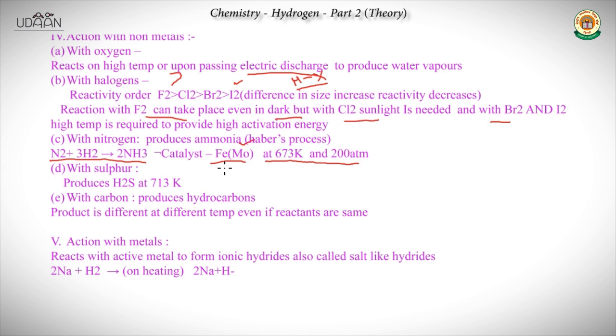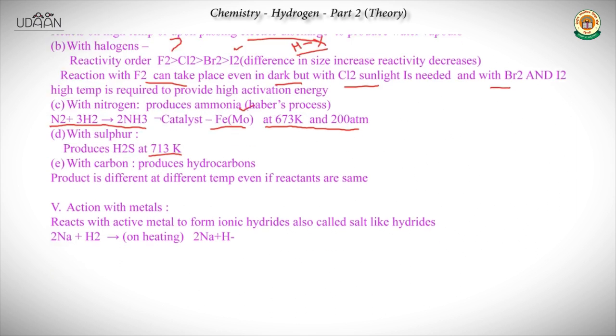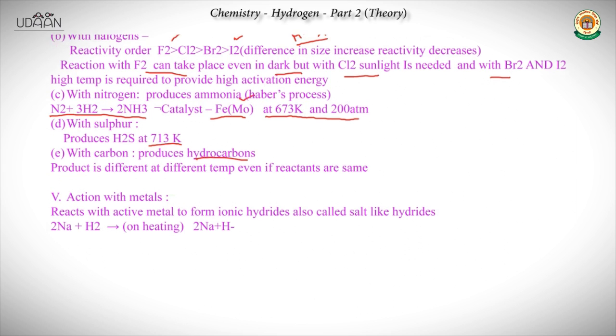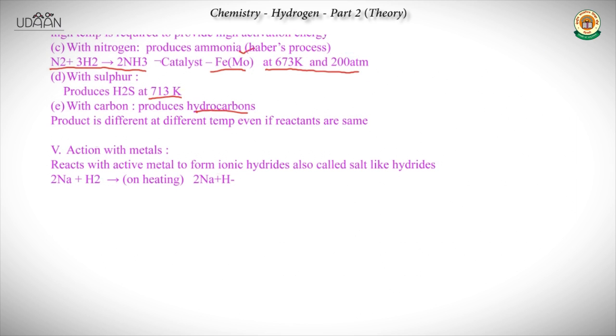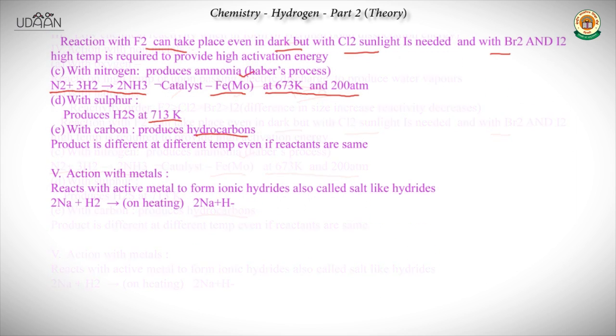It also can react with sulfur to produce H2S. It is also at high temperature. Now we see that high temperature is needed in almost all the reactions. It can produce hydrocarbons when it reacts with carbon. One more thing is very important, that the product is different at different temperatures, even if the reactants are the same. Now we see the reaction they have with metals.